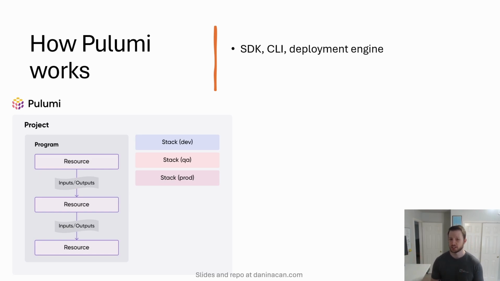You have the same project, but the different stacks probably deploy to a different cloud account. You might change some of the configuration. You might change some of the variables. You probably don't have disaster recovery if it's not prod, for instance. And then in your Pulumi program over there on the left, you're creating resources in code that pass their inputs to each other and have outputs to create the other resources, things like that.